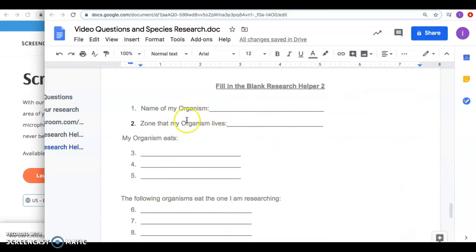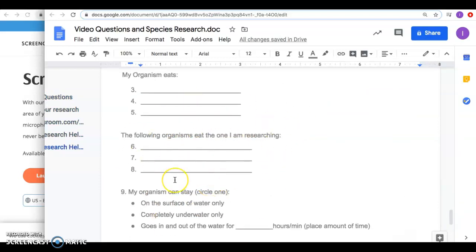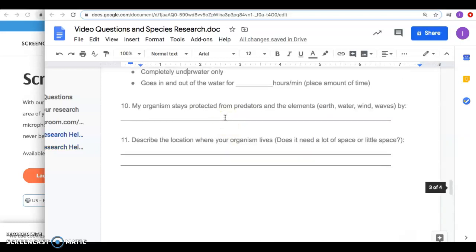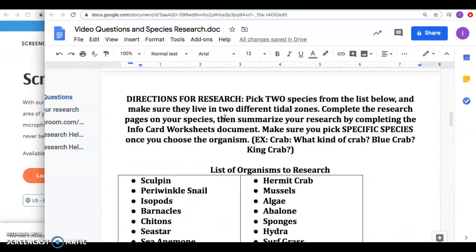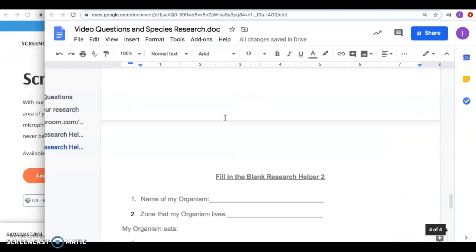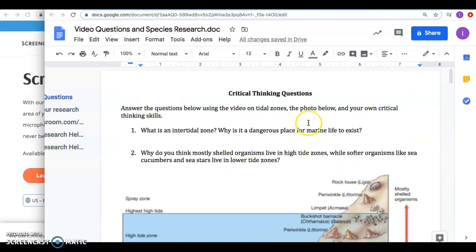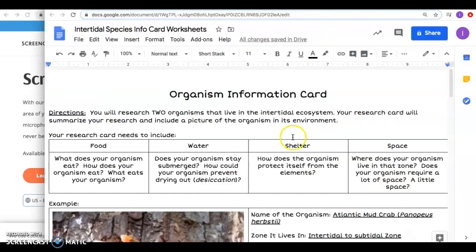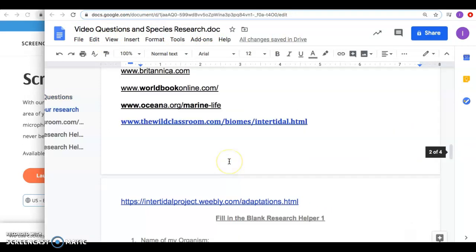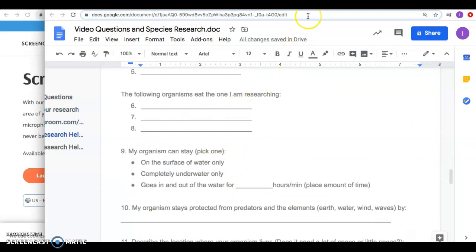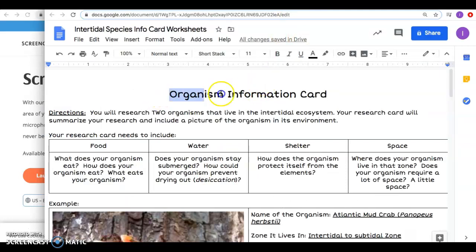So this is a way for you to organize your research, okay? So I think for one day, this is probably enough work for you to split it up, right? So this is your first half of your work, just this file here. And then your second half of the work, just like last week where we split it up, is you're going to take your research from here, you're going to take this research and you're going to summarize it on an organism information card, and you'll get a copy of this document here, okay?